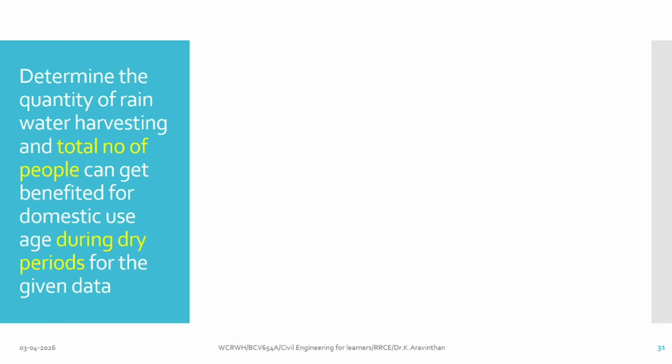Now, another problem here, you need to calculate for how many people it can serve additionally. So determine the quantity of rainwater harvesting and total number of people who can get benefited for domestic usage during dry periods for the given data. Previous two problems only calculated the amount of water that can be collected in terms of liters. Now with that water during dry periods, for how many people it could serve for their domestic usage.